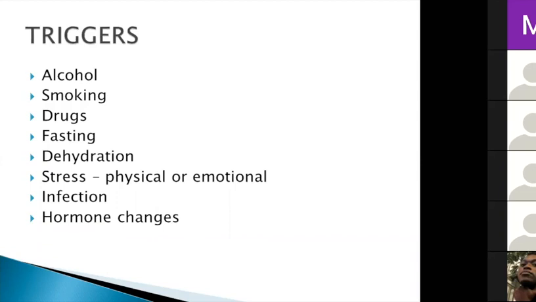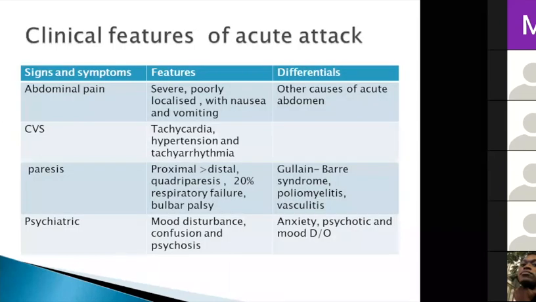This is supported by the fact that pre-puberty acute porphyric attacks are very rare. It's also supported by the fact that acute attacks are very common in female patients who are in their luteal phase of the menstrual cycle. It's also supported by studies that have proven that some metabolites of testosterone and progesterone seem to have porphyrinogenic effects. So that brings us to the clinical features of an acute attack.